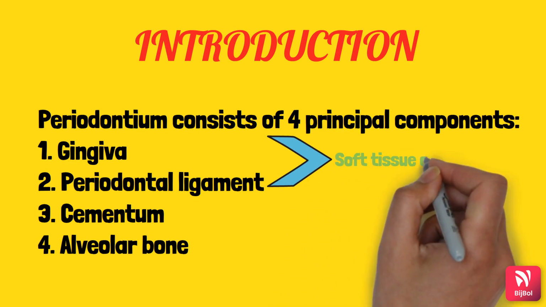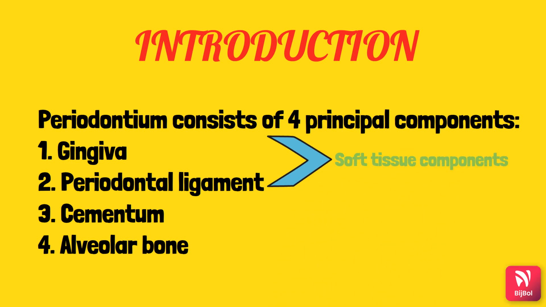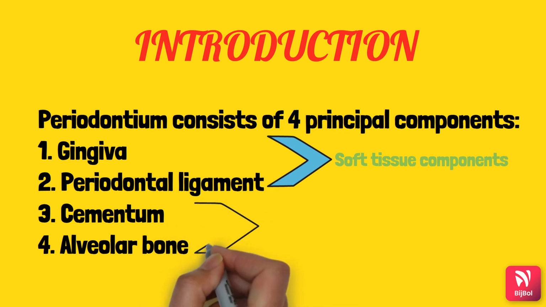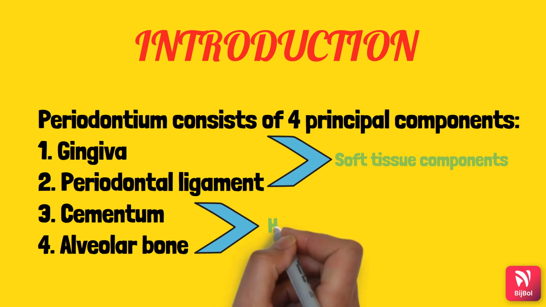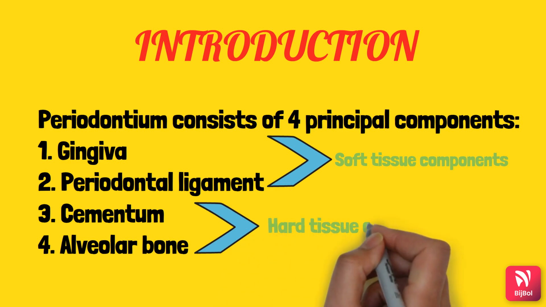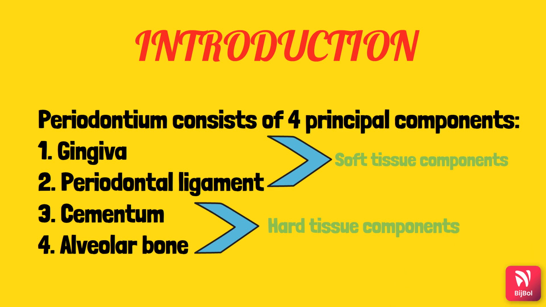The gingiva and periodontal ligament comprise the soft tissue components, that is the fibrous connective tissue components, whereas the cementum and alveolar bone comprise the hard tissue components, that is the mineralized connective tissue compartments.